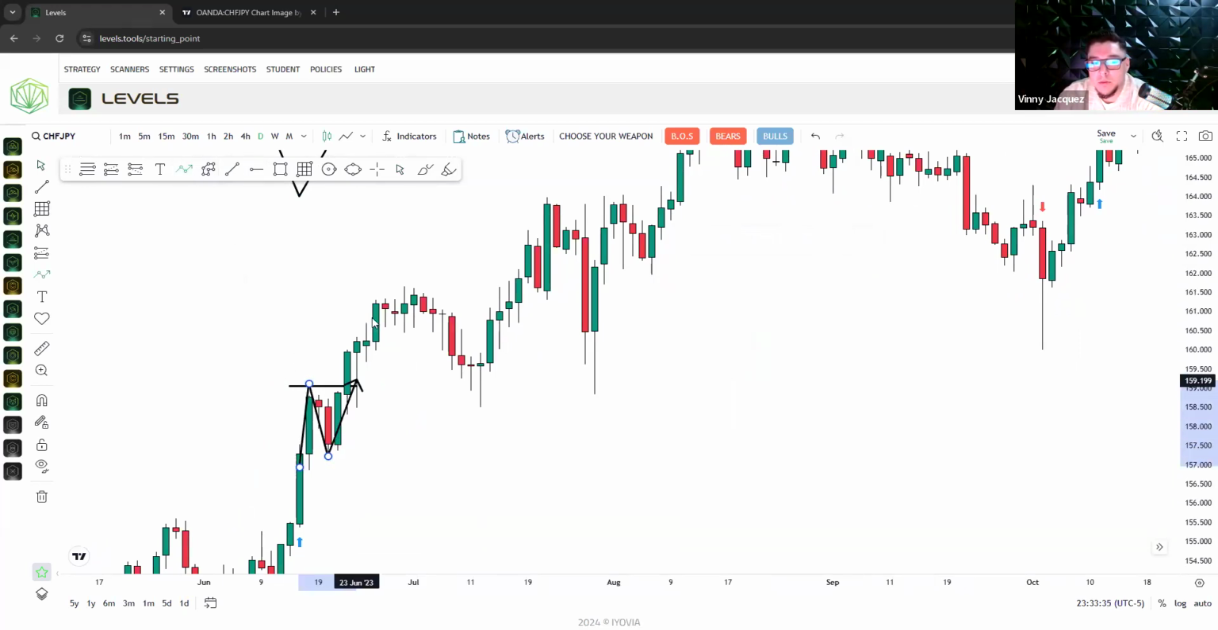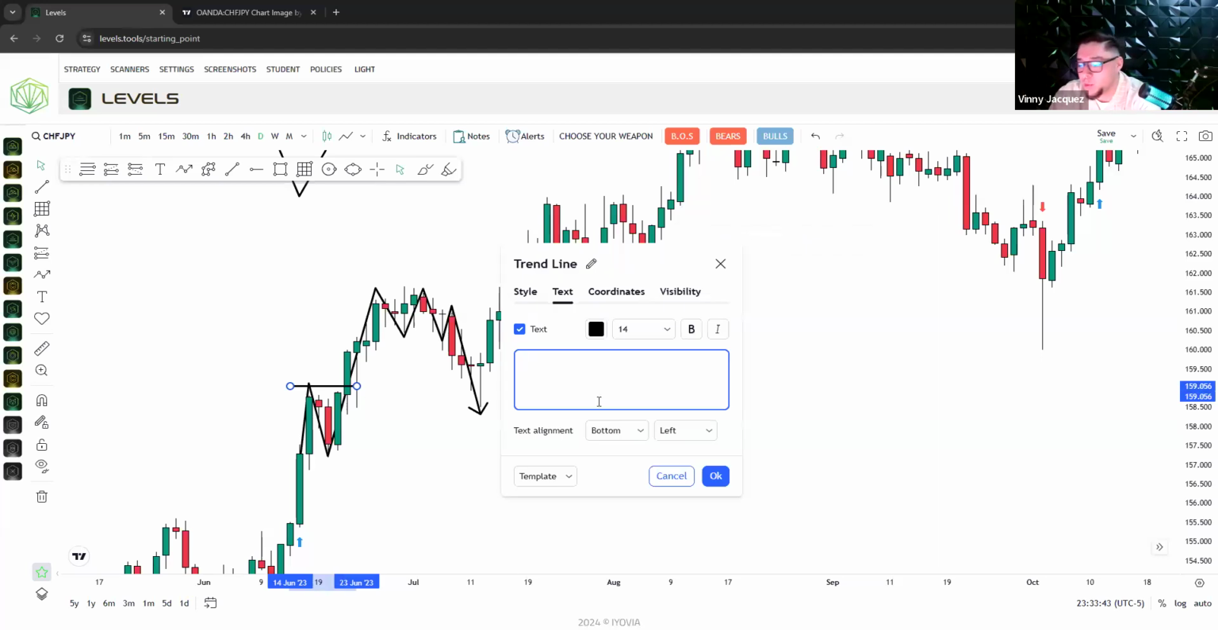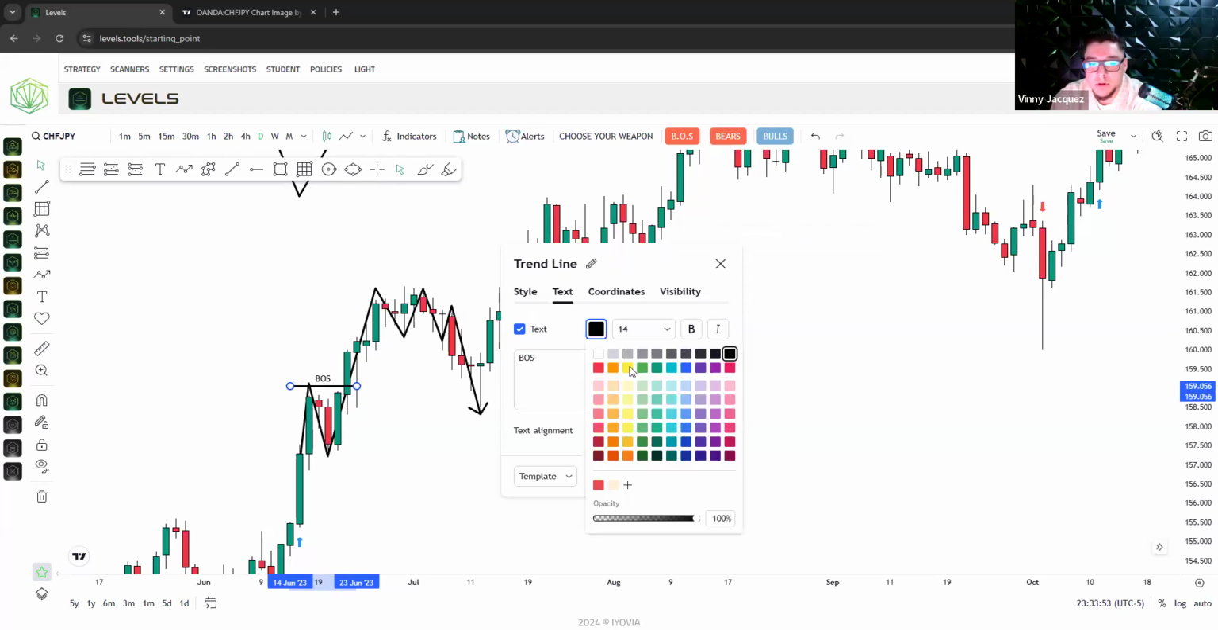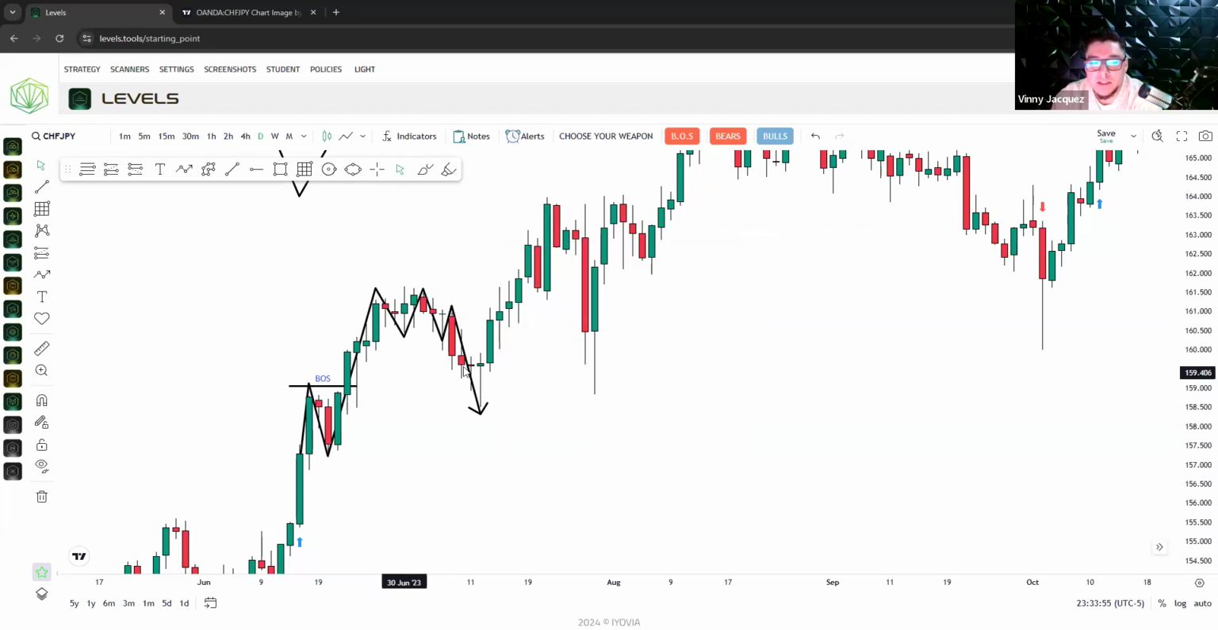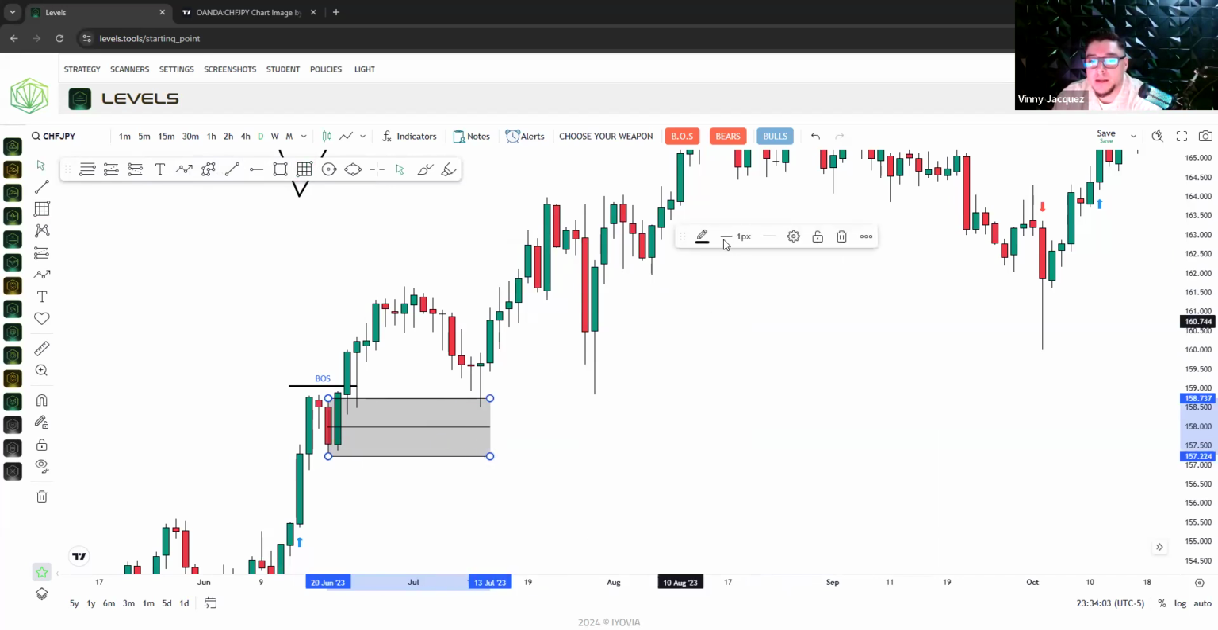Higher high, higher low, break of structure, consolidation, bearish breakout, coming into my starting point. This is why I like to label my BOSs in color, because there are bullish and bearish starting points in each trend. Right, so that was the bullish starting point, continuing the trend, which gives us a starting point here for buys.